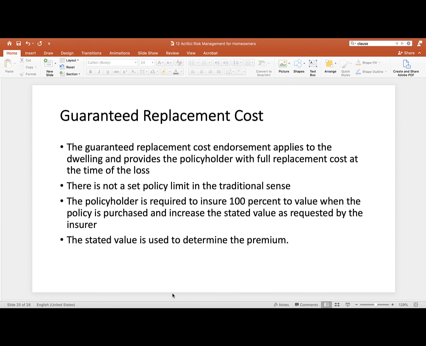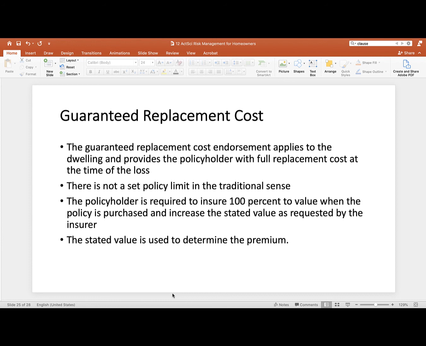Basically, it pays you the cost of rebuilding your house or whatever needs to be done, because it's a guaranteed replacement cost. So it does give you full replacement cost. There's no set policy limit. They don't say we're insuring you for $300,000. All you do, at the beginning of the policy, is insure your property for the full value. So don't insure it for 80% or 85 or 90% of its value. Insure it for the full value.